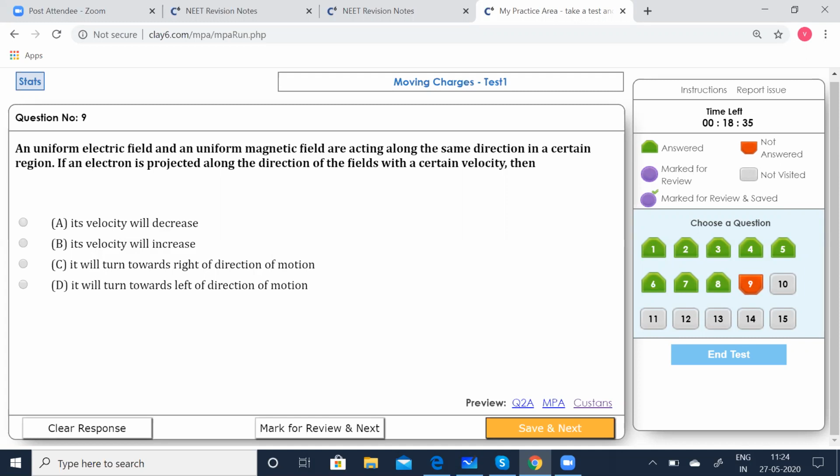Now, E is the electric field, v is the velocity, and B is the magnetic field. E, v, and B are all in the same direction. Then the magnitude of the magnetic force experienced by the electron is 0. While the electric force is acting opposite to the velocity of the electron, the velocity of the electron will decrease. Obviously, it will decrease. So option A is correct. Take that. Go to the next.